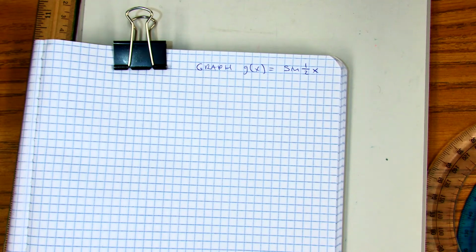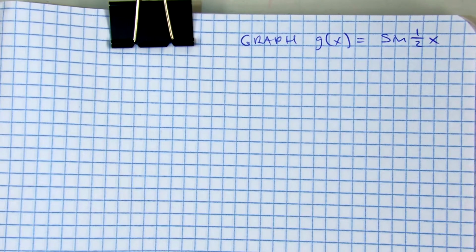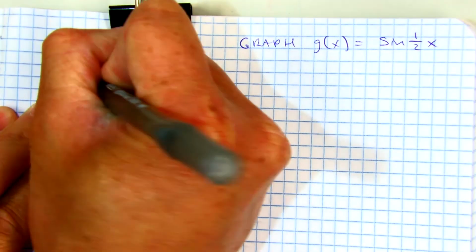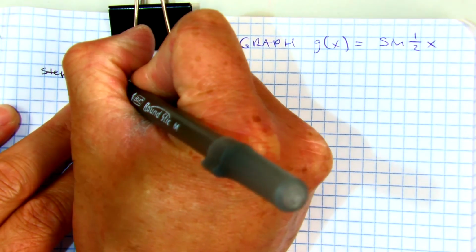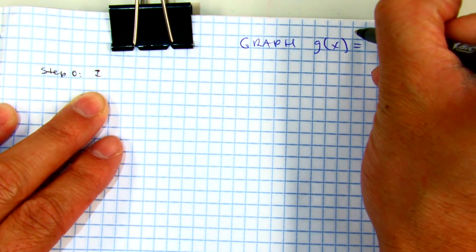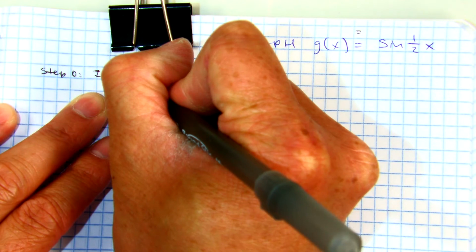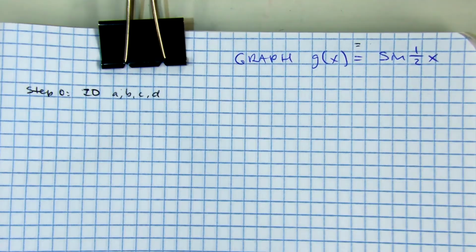Step number 1. Alexis. Step 0. What do we need to do? Identify what? Variables. Yep. Right now we only know the letters A, B, C, and D, and eventually we're going to know C and D.